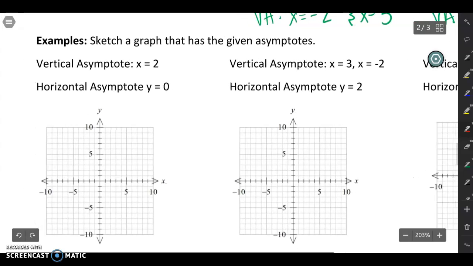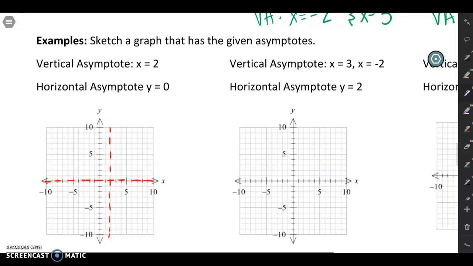So we just zoom in. In this one I would have a vertical asymptote of 2. So I know that here, where x equals 2, I'm going to have an asymptote. And I have a horizontal asymptote of 0. So along this axis, I'm going to have a horizontal asymptote. And I'm just going to get out a different color, and I'm just going to sketch a graph.